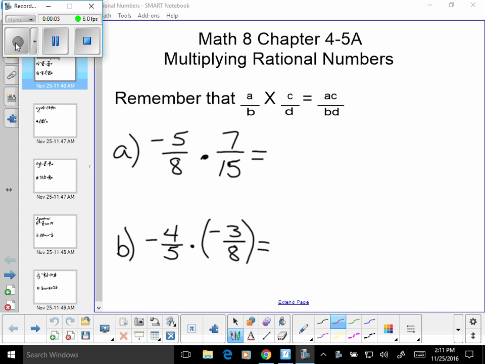Hello, 8th graders. This is lesson 4.5a, multiplying rational numbers, and I think you'll probably find that this goes a little easier than adding and subtracting rational numbers.